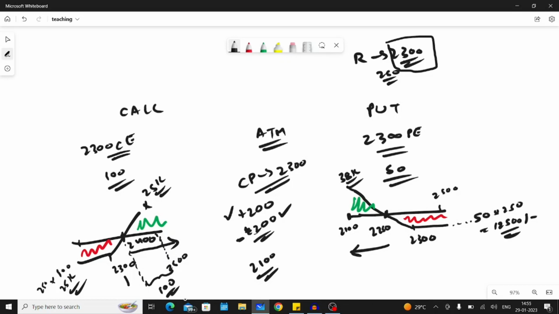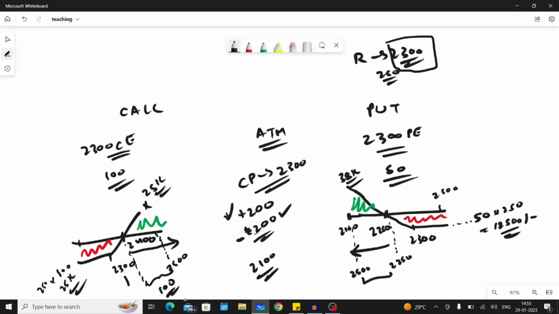Why 38,000 and why not 25,000? Because when the price moved up, the call option buyer made a profit of 25,000, right? Whereas when the price is coming down by 200 points, the put option buyer is making more money. Why is that? Because see, this is 2500, right? And the break even point was 2250.